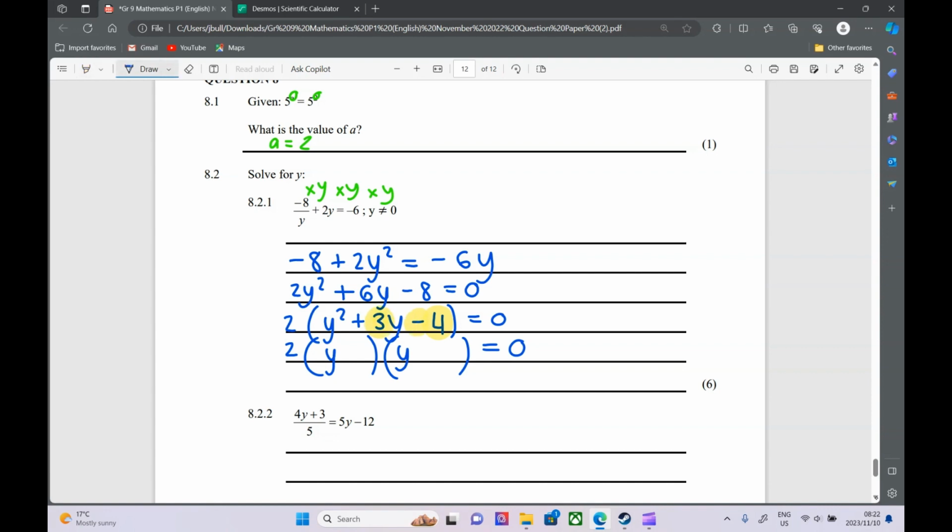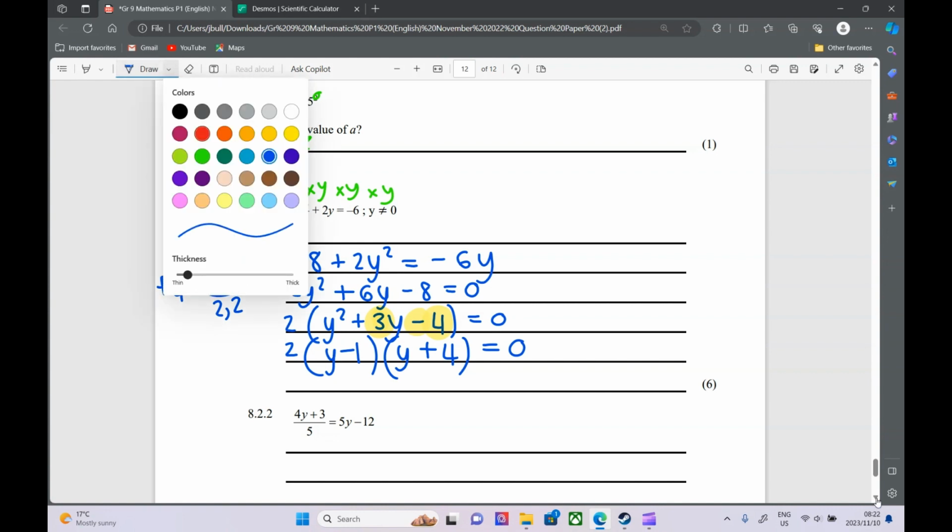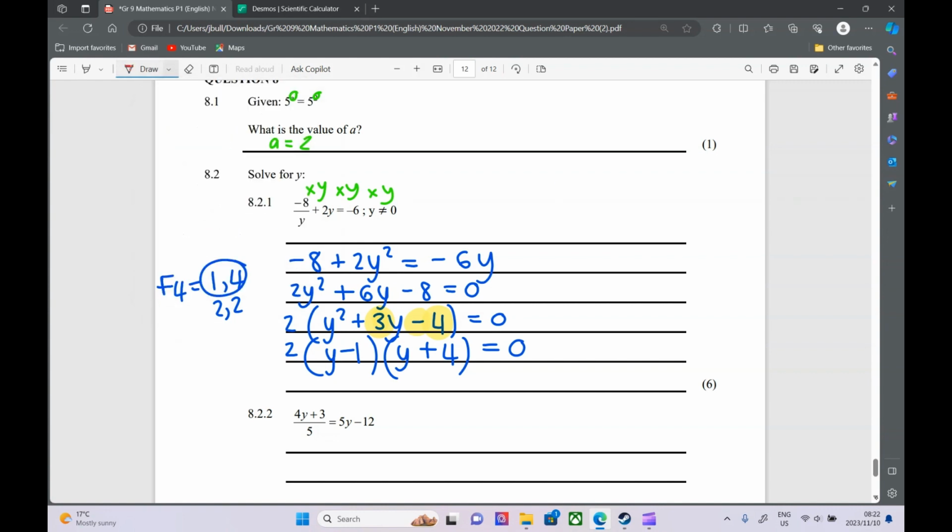Okay, so the factors of 4, we've got 1 and 4 and 2 and 2. These ones have a difference of 3. So we are going to say 1 and 4, and then we just need to check our signs. I'm just going to put it in randomly, a minus and a plus. Let's just check that works out. So we're going to go y minus 1, y plus 4.